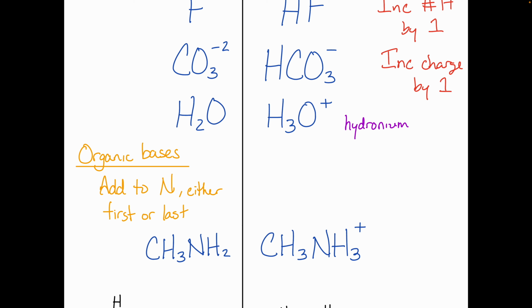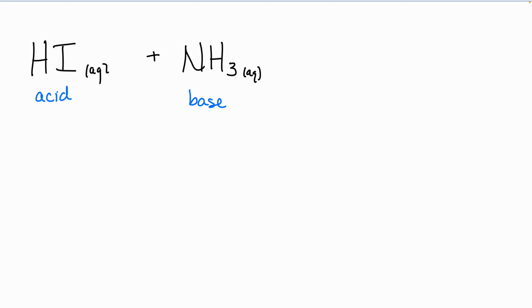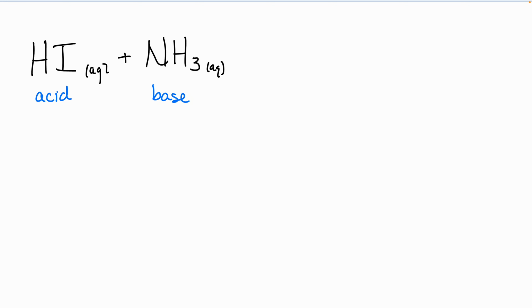All right, cool. So then let's put this into practice in a little bit more practical of a manner here. How about y'all write me the balanced chemical equation for if we take hydroiodic acid and react it with ammonia. And I'm going to tell you the hydroiodic acid is the acid and the ammonia is the base. You're going to give me my two products, the conjugate acid and the conjugate base.